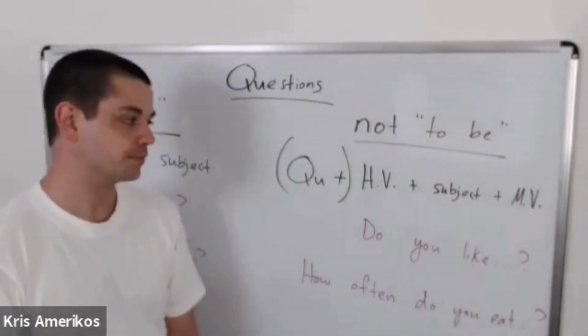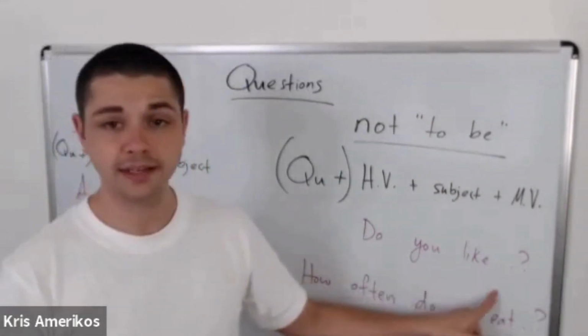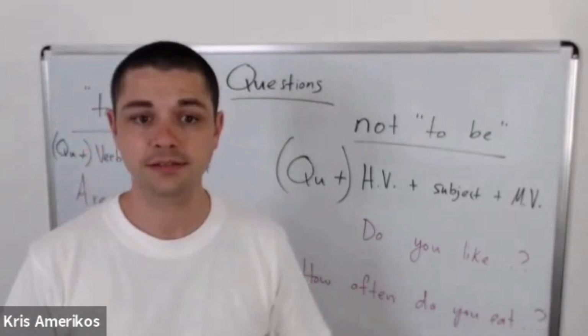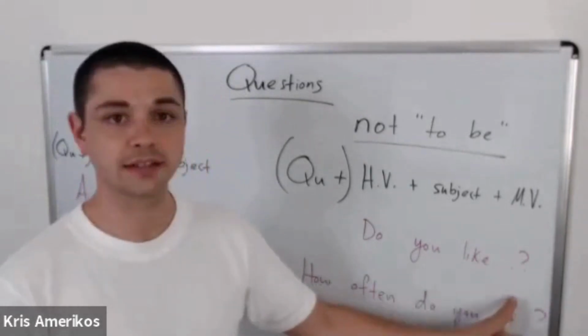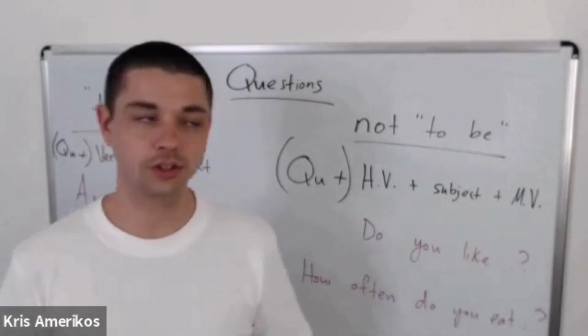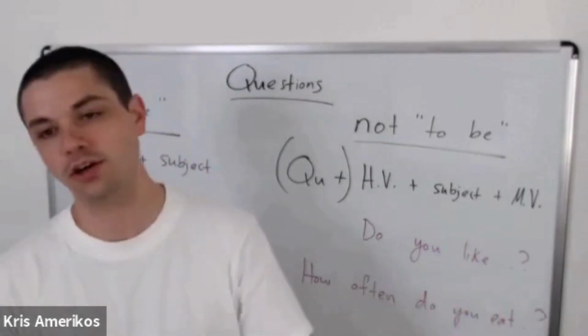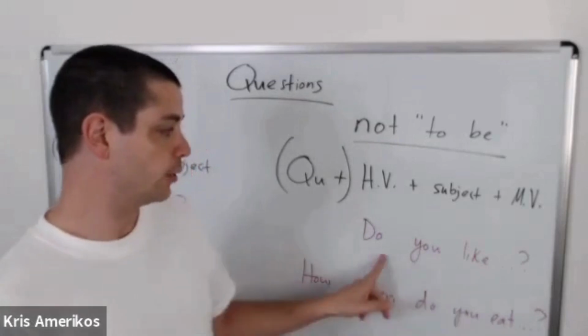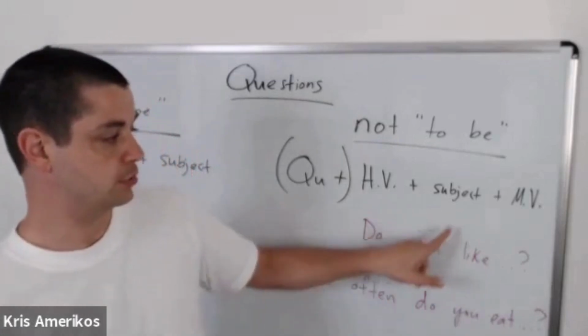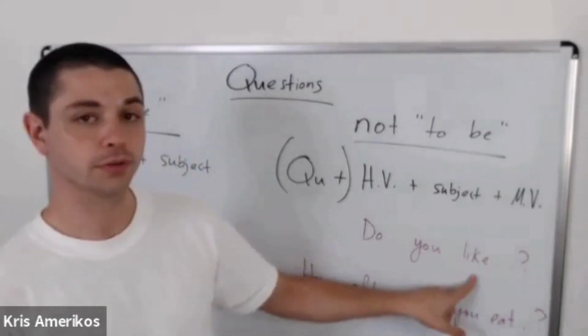For example, we could say, do you like pizza? Do you like dogs? Do you like cats? Do you like cars? Here we have a helping verb, subject, and the main verb.